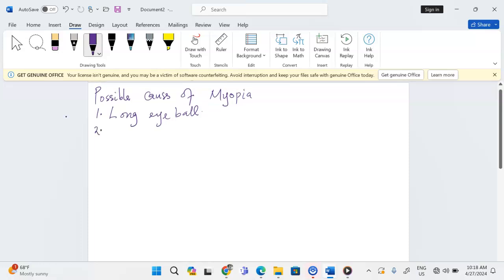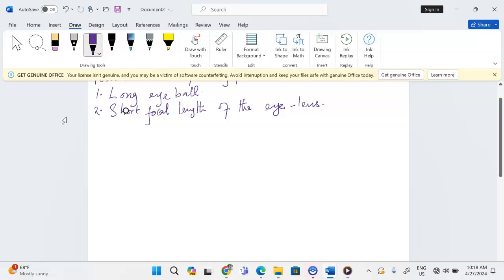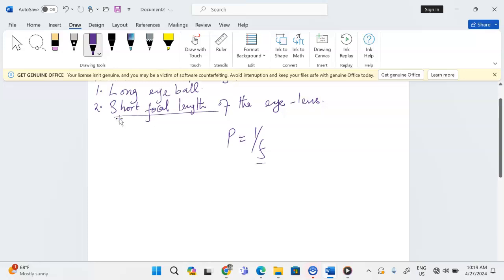Number two, we might have what we call a short focal length of the eye lens. Now, the eye has a converging lens. And if this lens has a short focal length, then the eye will have a very high power. The power of a lens is what we call its refractive ability. Remember, power of a lens is given by the reciprocal of the focal length. So the greater the focal length, the lesser the power. The shorter the focal length, the greater the resulting power. Therefore, if the focal length of the eye lens is too short, such an eye will have a very high refractive ability, and it will make rays converge too early. That way, it will lead to myopia.